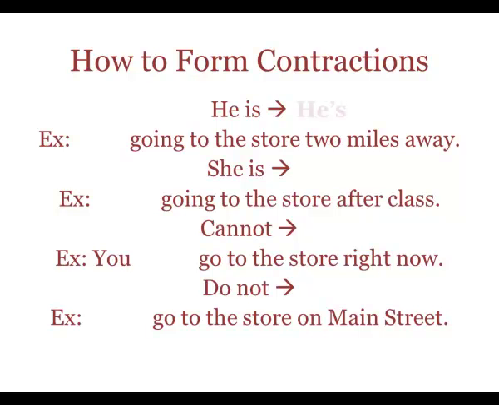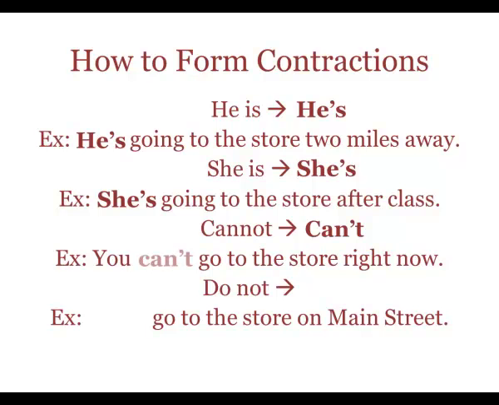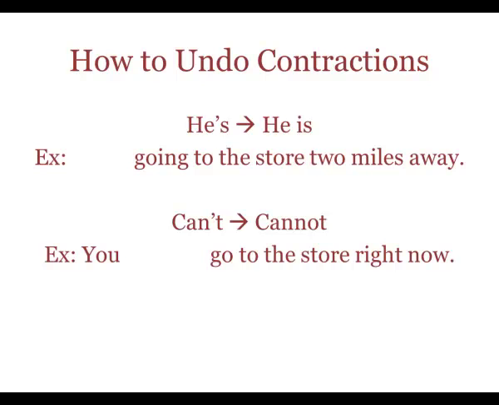He is becomes he's, in, he's going to the store 2 miles away. She is becomes she's, in the sentence, she's going to the store after class. Cannot becomes can't, as in, you can't go to the store right now. And do not becomes don't, as seen in, don't go to the store on Main Street. And there are many other types of contractions.